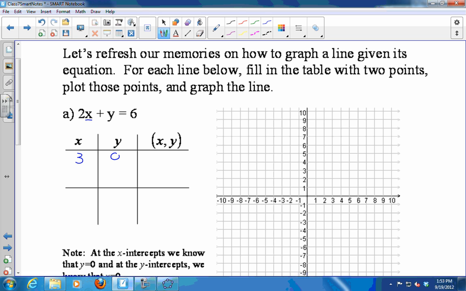0. So that means the point 3, 0 has to be on the graph, because 3, 0 makes this equation true. Replace the x with a 3, the y with a 0, and this equation says that 6 equals 6. True. Okay, so we plot the point 3, 0. All right, somebody give me another x. 0. If you replace the x with a 0, what does y have to be? 6. So if you replace the x with a 0 and the y with a 6, this equation says 6 equals 6. So 0, 6 is on the graph.